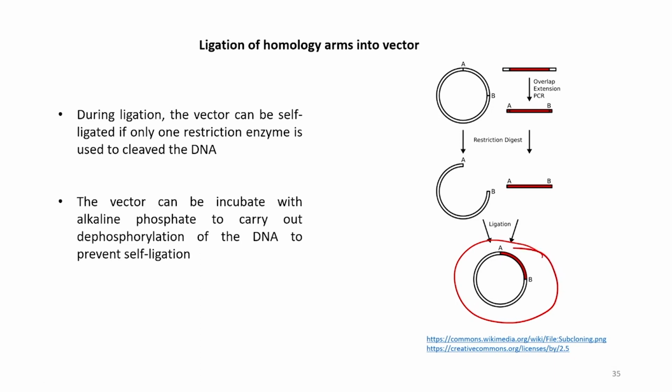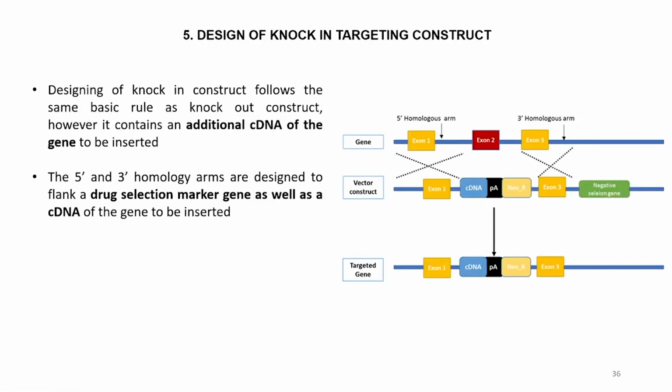So during ligation, the vector can be self-ligated if only one restriction enzyme is used to cleave the DNA. The vector can be incubated with alkaline phosphatase to carry out dephosphorylation of the DNA to prevent this self-ligation. And while discussing the role of alkaline phosphatase in our introductory classes, we have discussed this point thoroughly. Next, we go to the design of knock-in targeting constructs.